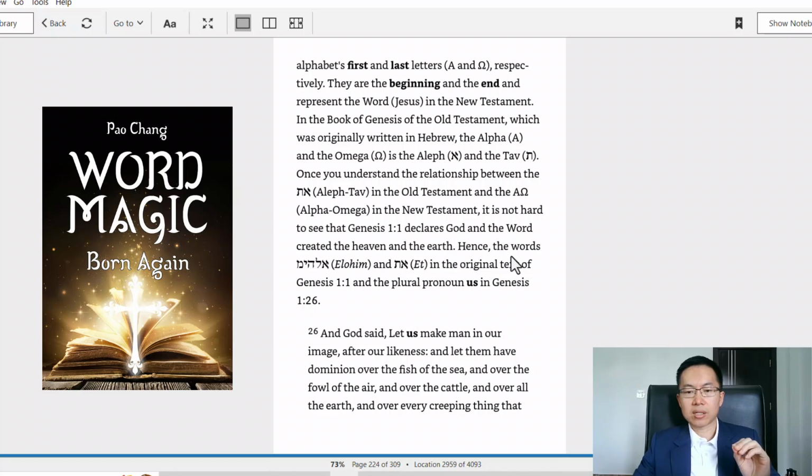earth. Hence the words Elohim and Et in the original text of Genesis 1:1 and the plural pronoun us in Genesis 1:26. And God said, "Let us make man in our image, after our likeness." So the word us here is referring to Elohim and Et, which is God and the Word.